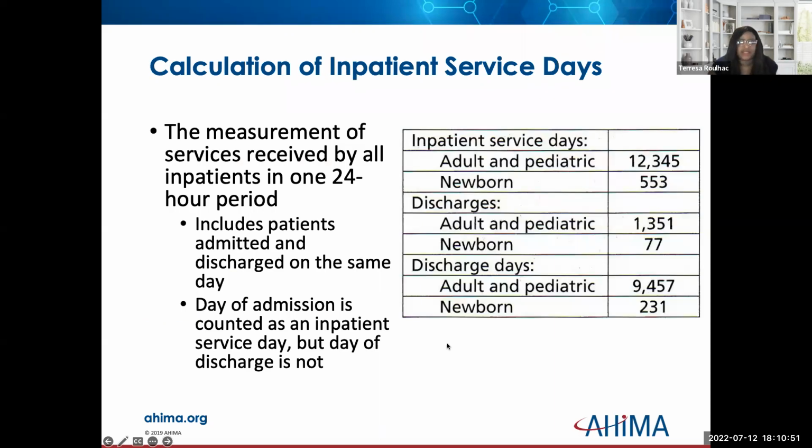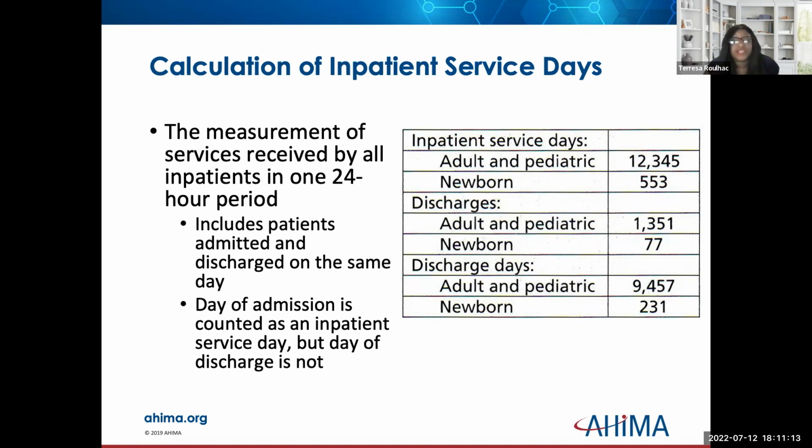So we get ready to calculate. You're looking at the measurement of service days received by all inpatients in one 24-hour period. It includes patients that have been admitted and discharged on the same day. Date of admission is counted as an inpatient service day, but date of discharge is not. I repeat, the date of discharge is not.